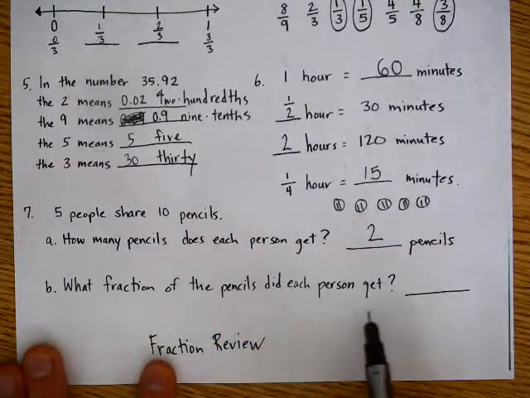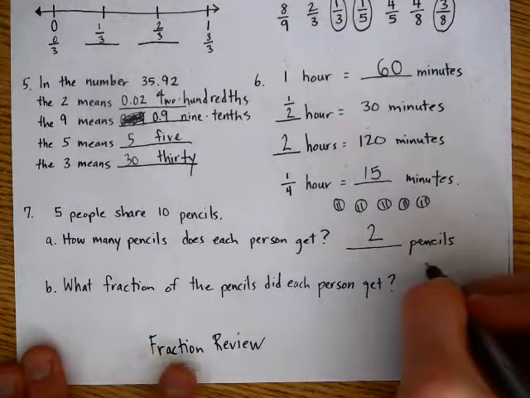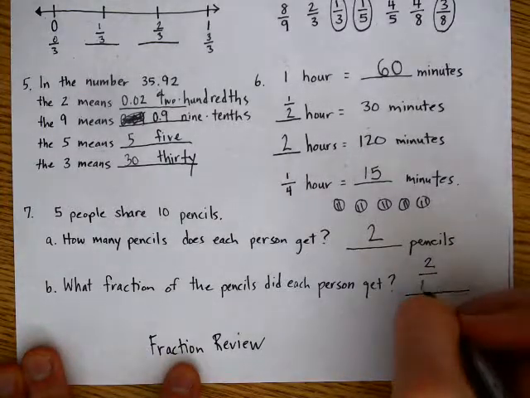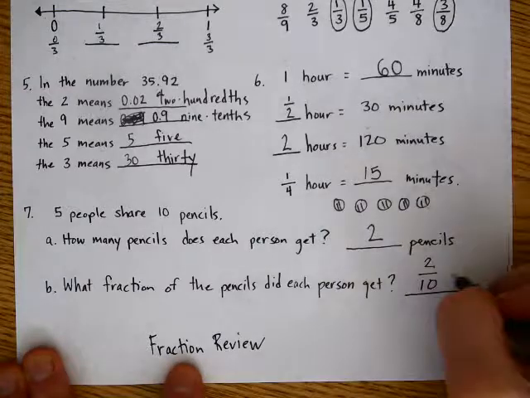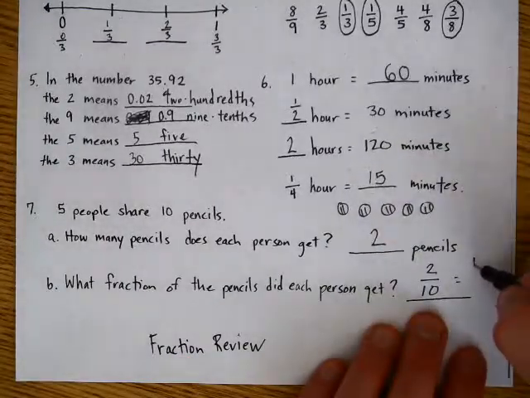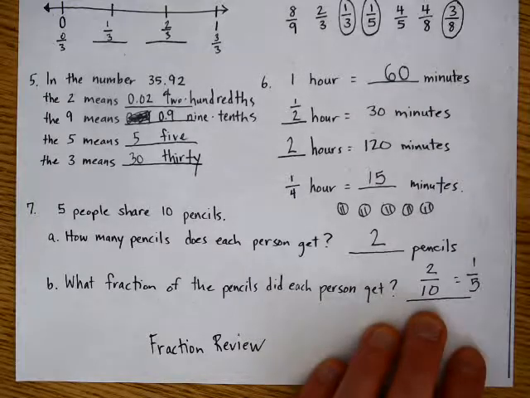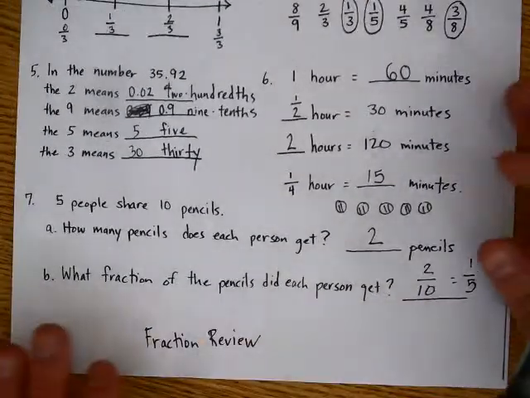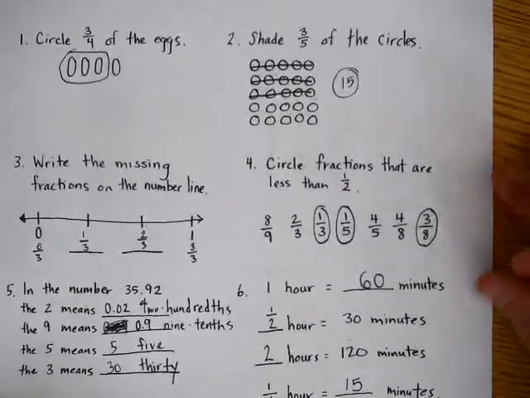What fraction of the pencils did each person get? Each person would get 2/10. So 2 out of 10 pencils. You could also say each person got 1 out of every 5 pencils. 1/5. Either of those are acceptable. So this is just a fraction review.